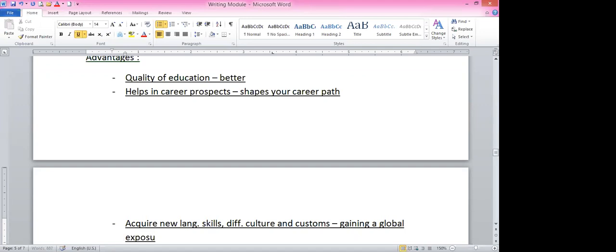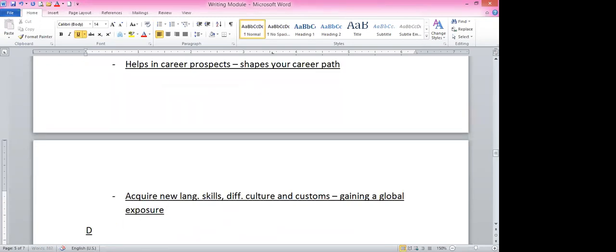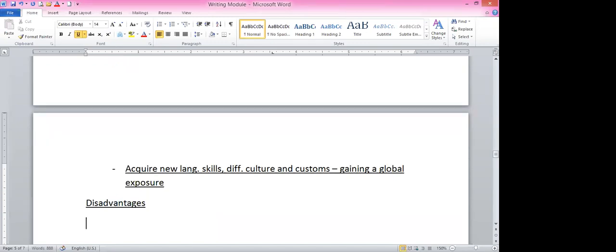Yes, fine. We have 3 ideas. I think we can go with that. Let's move on to the disadvantages part now. What negatives do we have for studying and living in a foreign country? You are far from your family as well. It is expensive too.